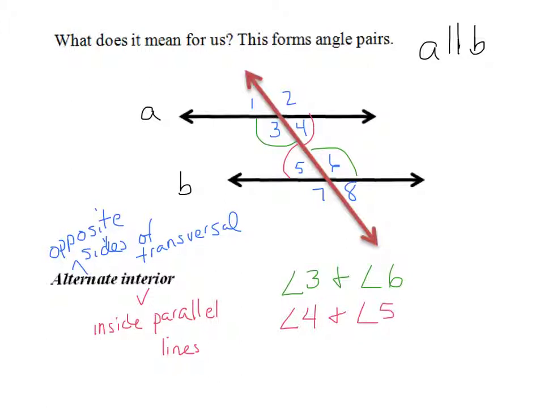What you need to know about these sets of angles is that they're congruent. That means equal to each other. So if angle 3 is 110 degrees, angle 6 is 110 degrees. Or if angle 4 is 80 degrees, then angle 5 is 80 degrees.